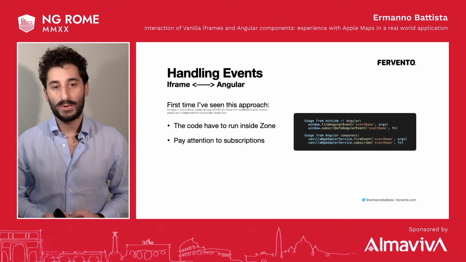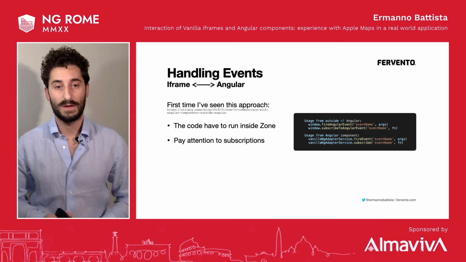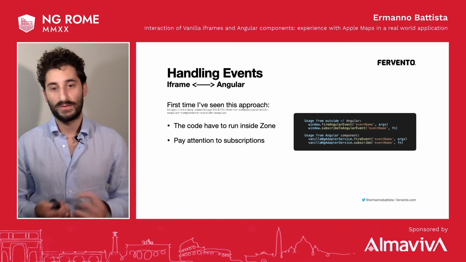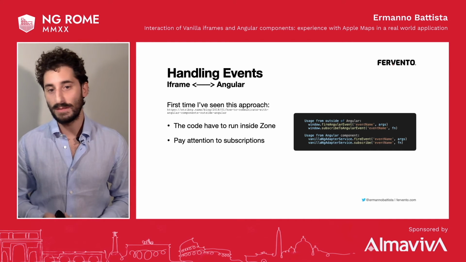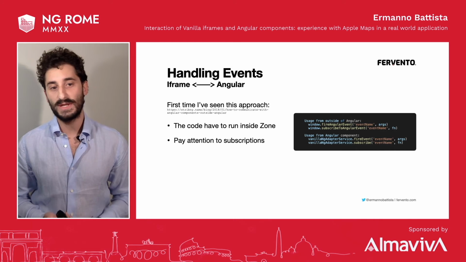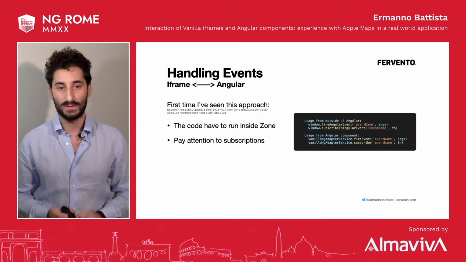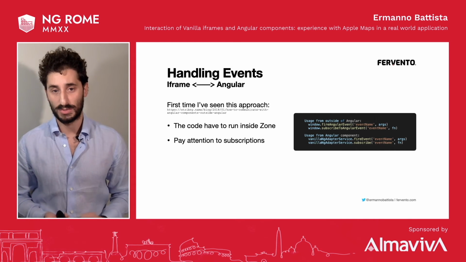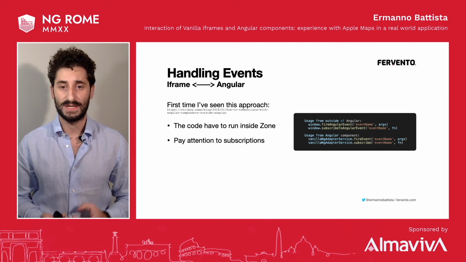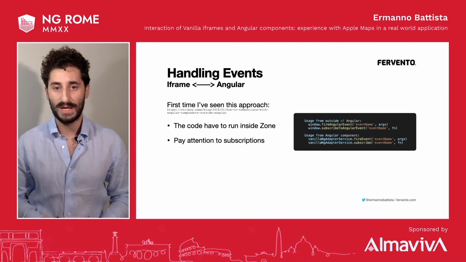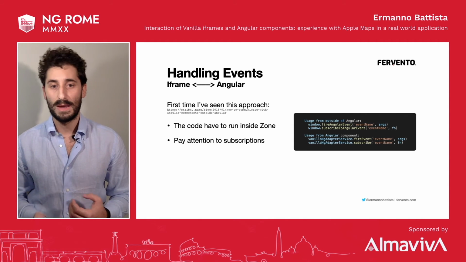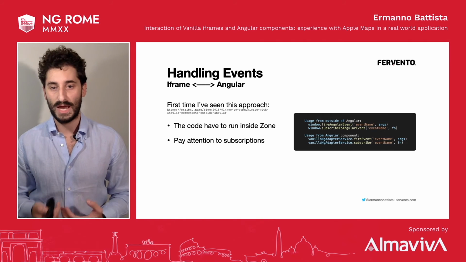So this approach, I've seen it a few times ago, as you can see in this link, and I just reworked it a little bit and handled the unsubscription. So the important thing is that the code has to run inside that zone, and you need to pay attention to subscriptions. So the usage from outside Angular is pretty easy. You just pass the event name and the arguments for the callback. And on the other hand, when you need to use it in Angular, you will do the same, but on the opposite. So you work on the service and not on the window.